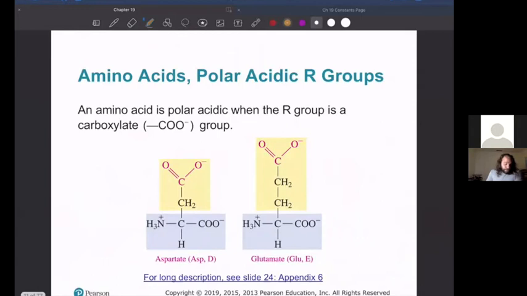There are two acidic polar groups. And remember, this means that they have a negative charge associated with them. Both of them have this carboxylate group, just on different lengths of a carbon chain. Aspartate has a 2-carbon chain, and glutamate has a 3-carbon chain, with that last carbon being a carboxylate.